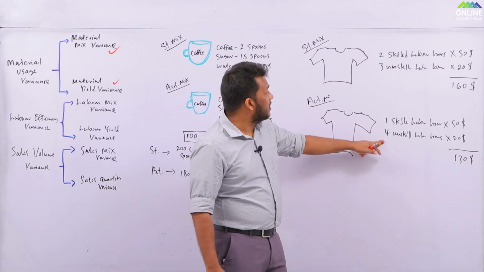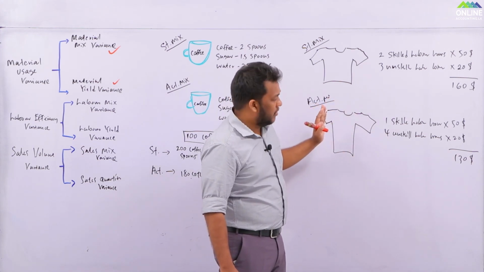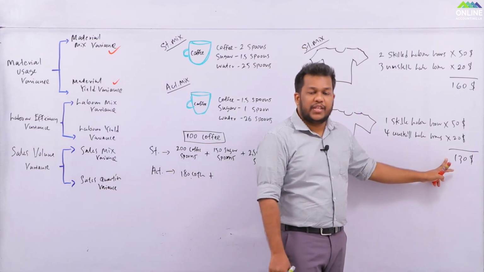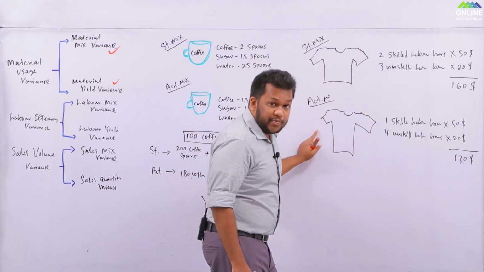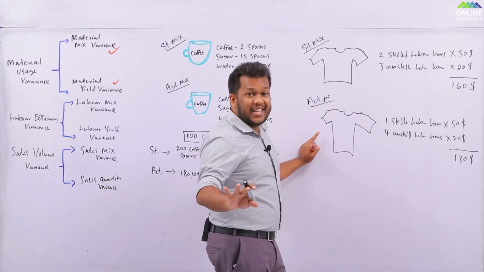Four unskilled labor hours instead of 3. So what's happening? Anyway, the output came. So cost reduced for this. But this output could be low quality. There could be issues. That is the non-financial thing.